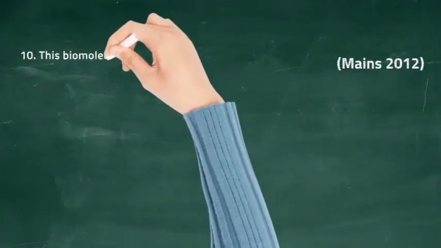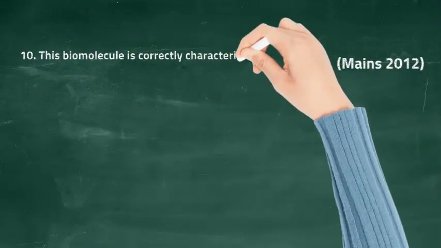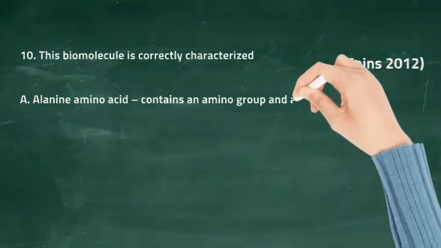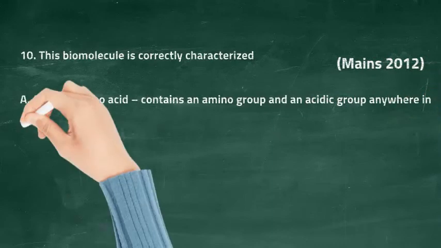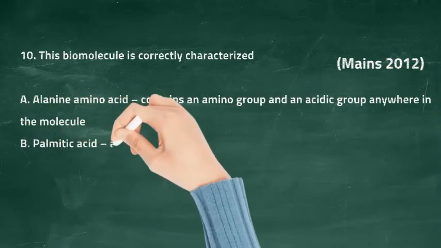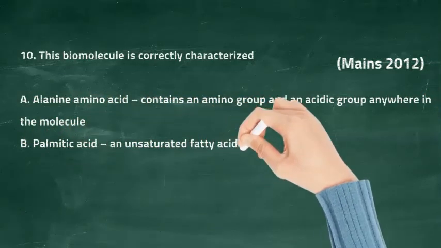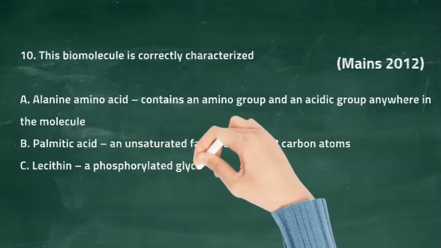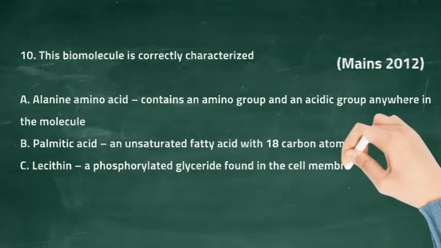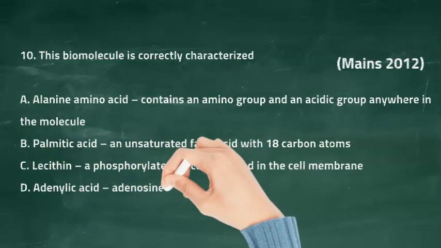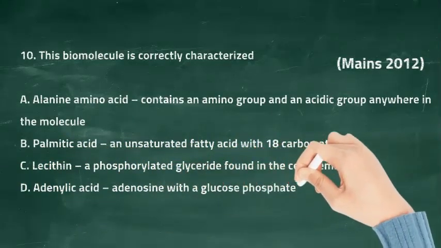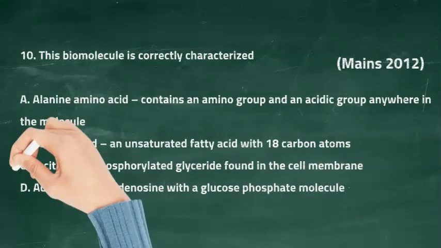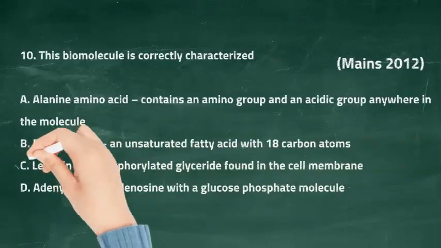The last question for this lecture is, which biomolecule is correctly characterized. Option A is alanine, an amino acid that contains an amino group and an acidic group everywhere in the molecule. Option B is palmitic acid, an unsaturated fatty acid with 18 carbon atoms. Option C is lecithin, a phosphorylated glyceride found in the cell membrane. And option D is adenylic acid, an enzyme with the glucose phosphate molecule. The right answer is option C, lecithin, a phosphorylated glyceride found in the cell membrane.